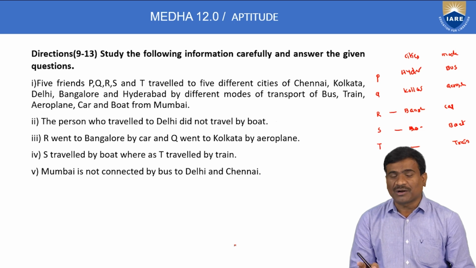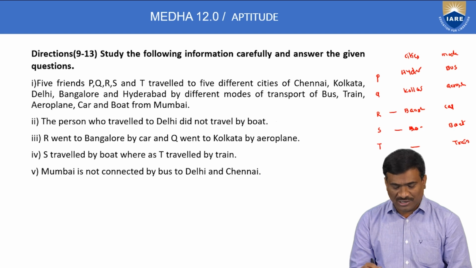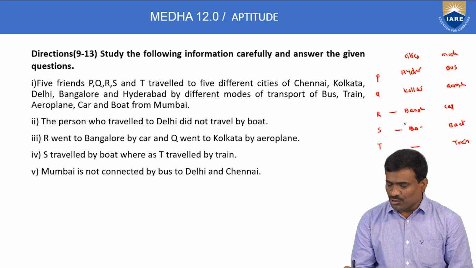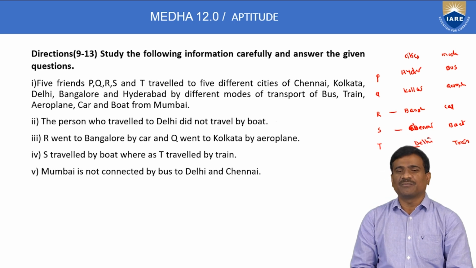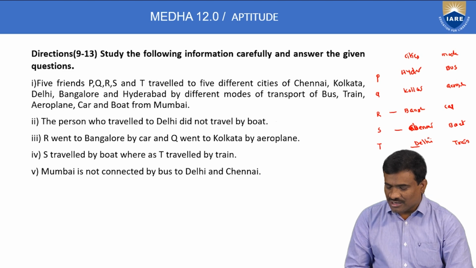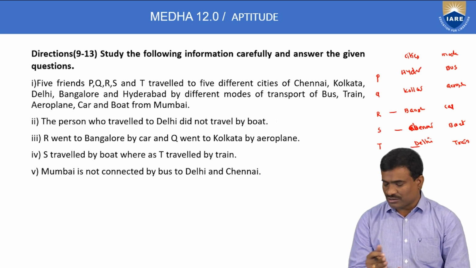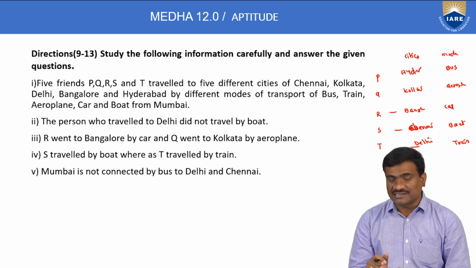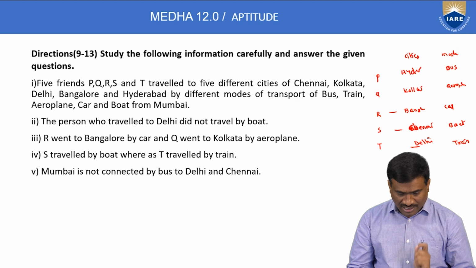Next, S boat but not Delhi, that is the second statement. The remaining choice: only Chennai is possible because all the remaining places are completed. So S Chennai. The last one, T Delhi. This is the solution of the puzzle. Once again: P Hyderabad bus, Q Kolkata aeroplane, R Bangalore car, S Chennai boat, T Delhi train.